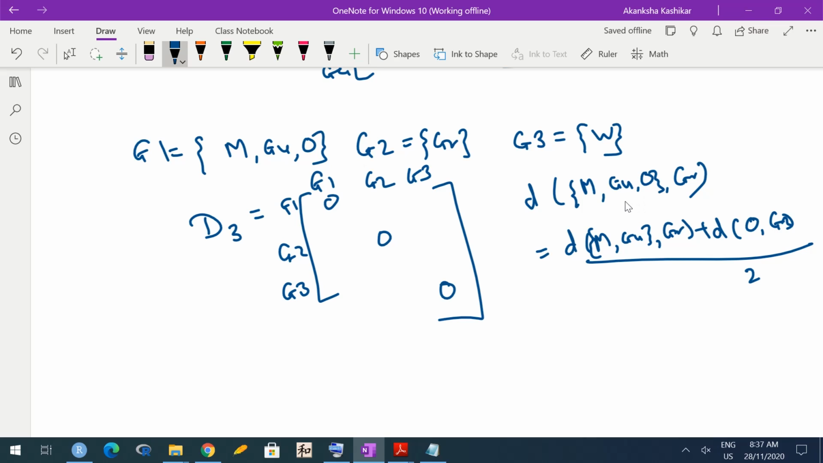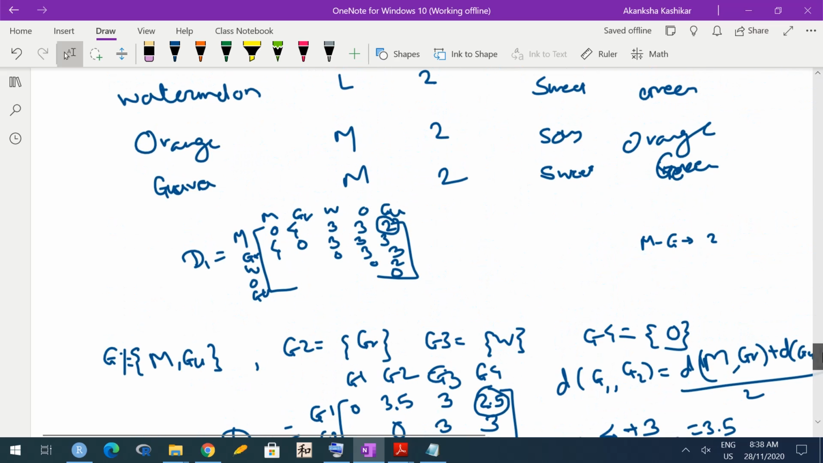We won't take mango grape plus guava grape plus orange grape by 3. This is very important because we are doing hierarchical clustering. As soon as we had D2, D1 is gone from our memory. So while constructing D3, we are going to use only D2. We are not going to use D1. Okay. So the distance between mango, guava and grape, what was that distance? Let us see. Mango, guava and grape.